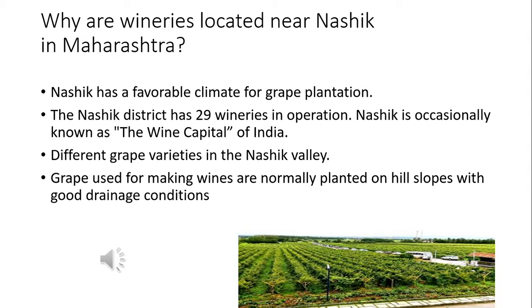and it has almost 29 wineries which are functioning, and because of that, Nashik is sometimes called the wine capital of India. The farmers here grow different grape varieties in the valleys of Nashik. The grapes used for making wines are normally planted on the hill slopes with good drainage conditions. This makes Nashik a very favorable location to start wineries, and that is why it has become the wine capital of India.